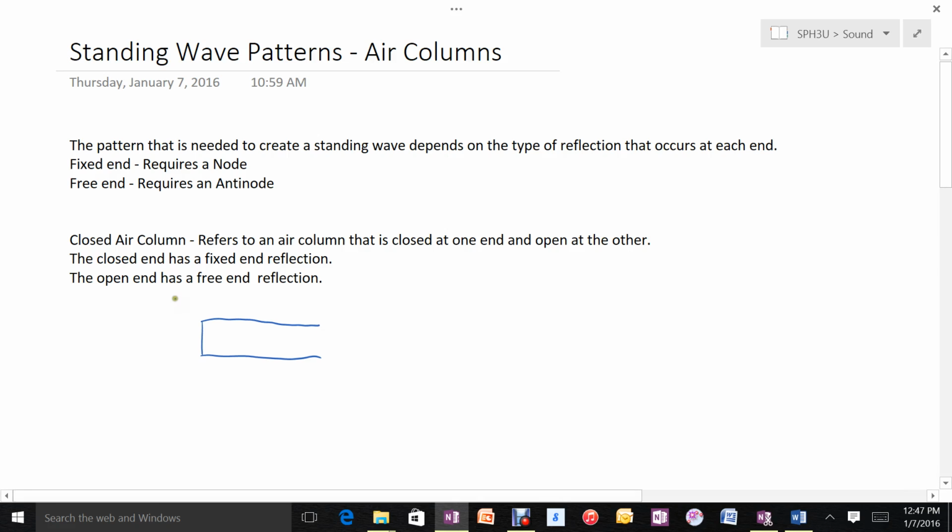What you have here is a fixed end reflection on one side and a free end reflection on the other side. To create a standing wave in this environment, what you need is a node on the fixed end and an antinode on the free end. We're going to assume that this column is length L long. Again, I'm going to draw a sine wave over here to help myself.